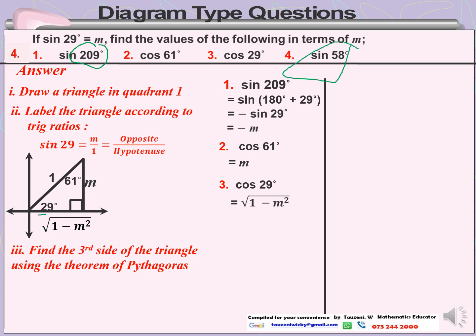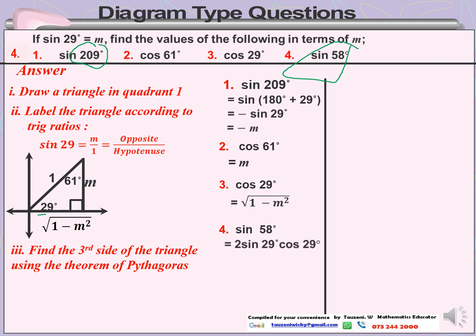This is the sine of 58 degrees. But if you look at my triangle, I have 29 degrees and 61 degrees. There is no 58. So I have to ask myself, what is the relationship between 58 and 29, or 58 and 61, one of them? And we can see that 58 is equal to 29 times 2. That means I need a double angle identity.